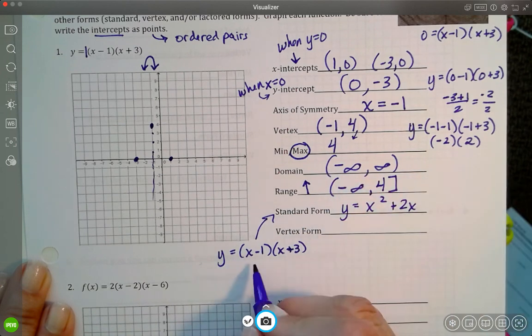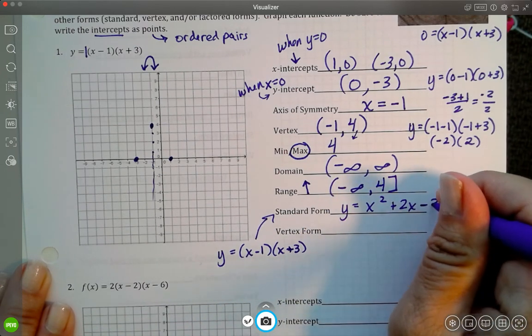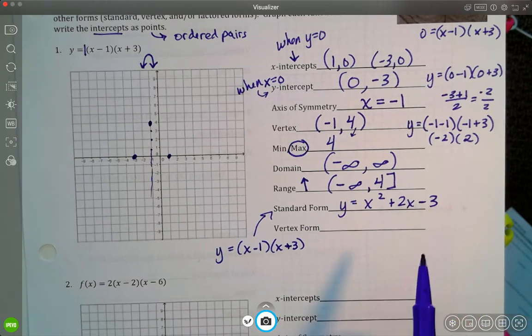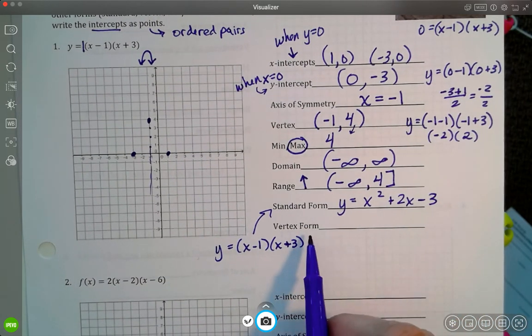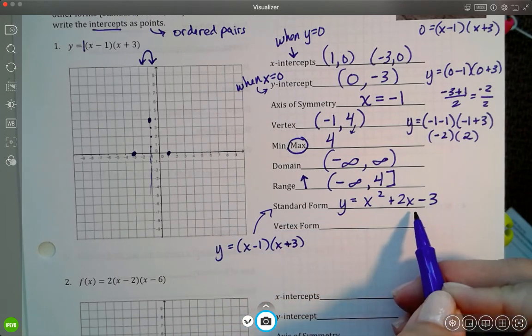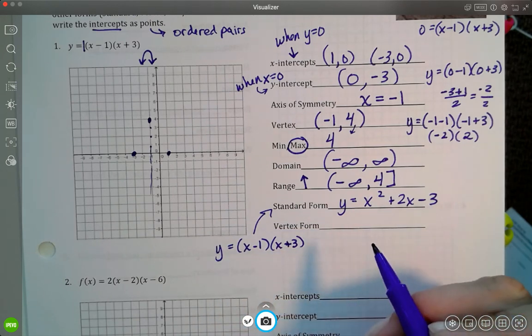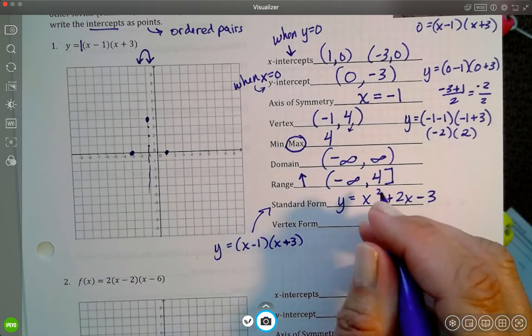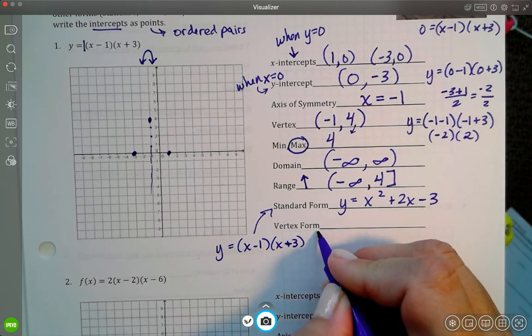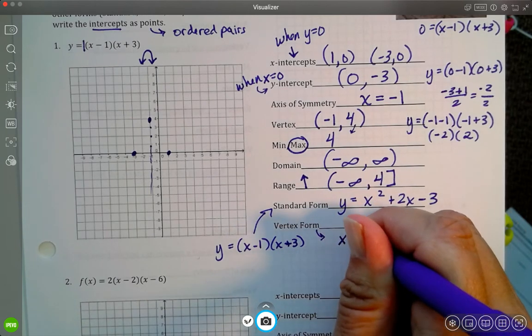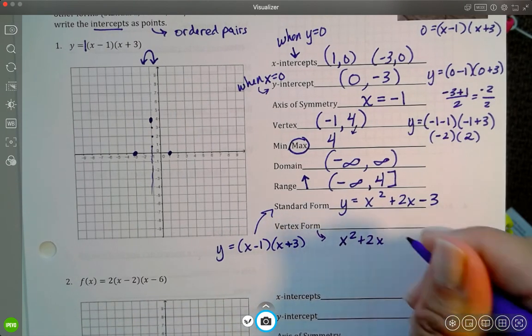-1 times 3 is -3. Okay, this is my standard form, like ax squared plus bx plus c. And then from vertex form, I'm going to start with standard form, and I'm going to find my vertex form by completing the square. So I'm going to start with, remember, for vertex form, you start with ax squared plus bx. You take half of b and square it.